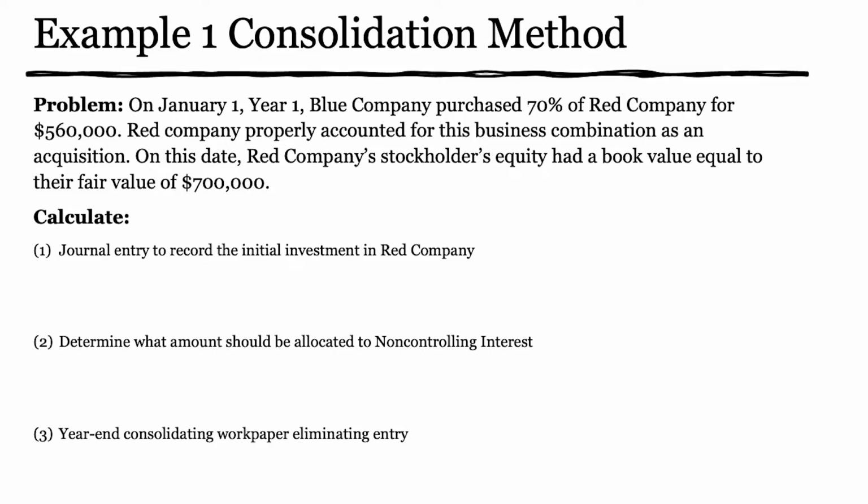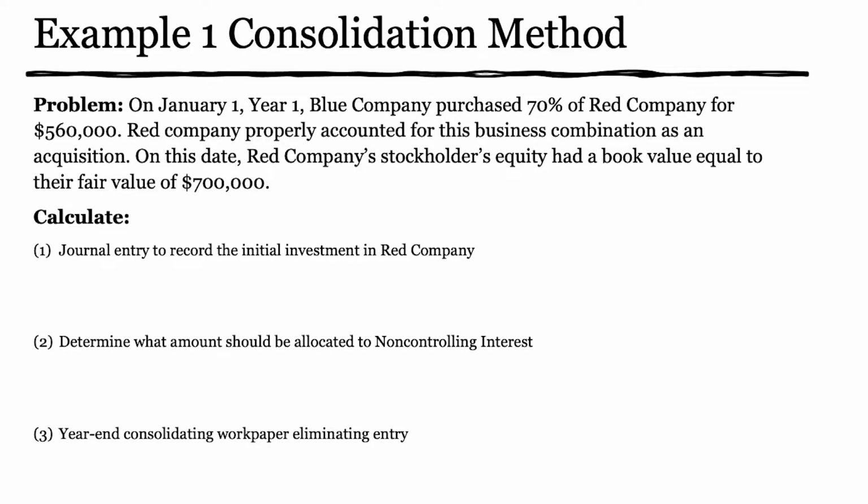Now, taking a look at our first example here, very simple consolidation method problem. On January 1, year 1, Blue Company purchased 70% of Red Company for $560,000. Now, Red Company properly accounted for this business combination as an acquisition. On this date, Red Company stockholders' equity had a book value equal to their fair value of $700,000.